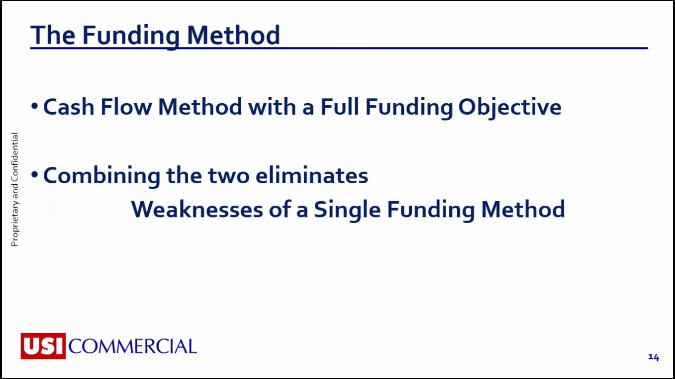USI Commercial utilizes the cash flow funding method with a full funding objective. By combining the two, the weaknesses of both funding methods are eliminated, setting up the association for success by using this reserve study in an effective manner, ensuring that the association has sufficient capital reserves to pay for expenditures as they're forecasted. Whenever possible, the known costs of reserve items have been factored into this report.